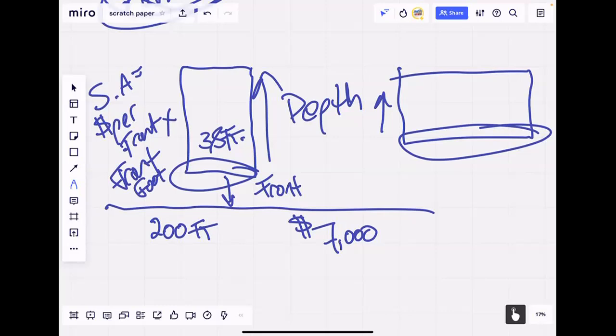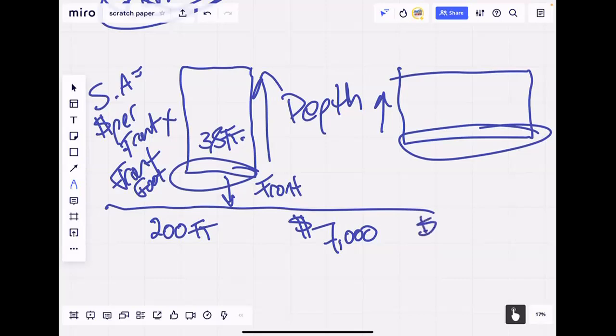What would be your first step? The first thing you need is to find how much it is per foot. So how would you do that? You would take the length of 200 feet and the cost paid by special assessment, 7,000. So you take 7,000 divided by 200 feet.